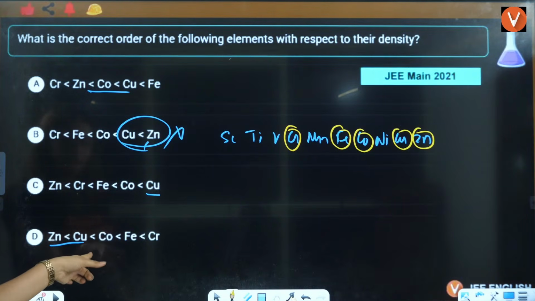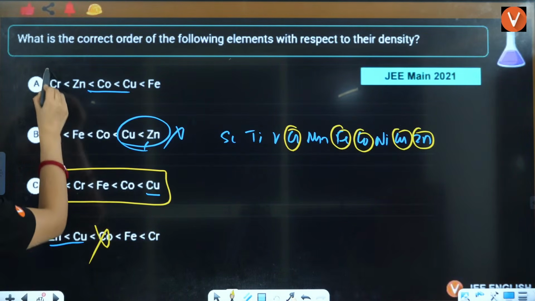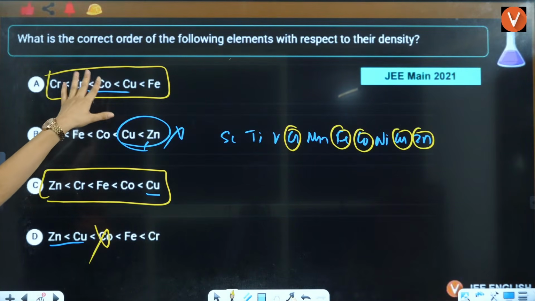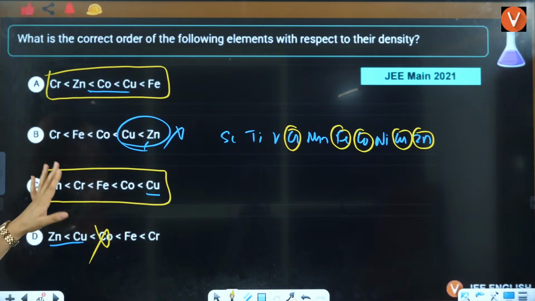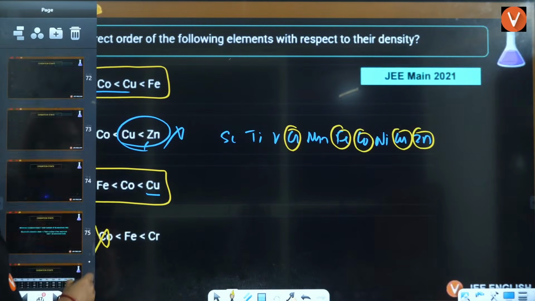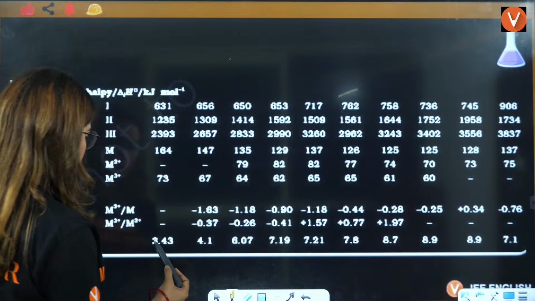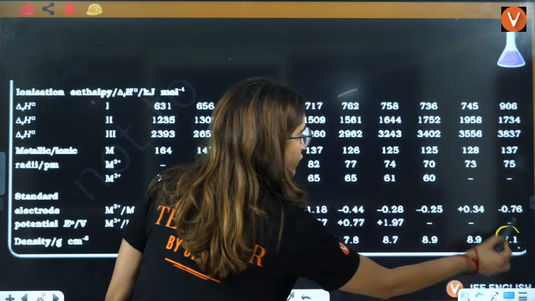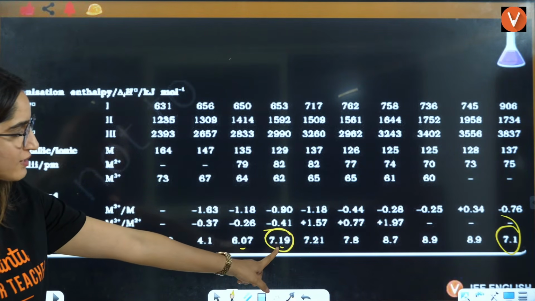Chromium, iron, this is obviously wrong. Now this and this can be the correct answer. Here zinc is intermediate between cobalt and chromium, and here it is less, right? So if you see this from the data here, right? And this is 7.1. Can you see that is 7.19?